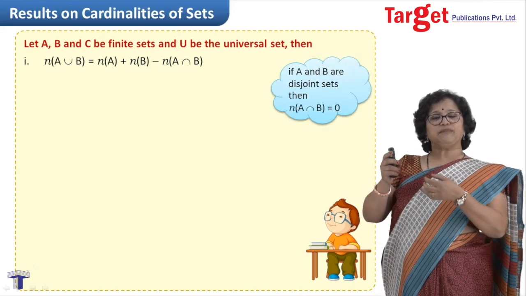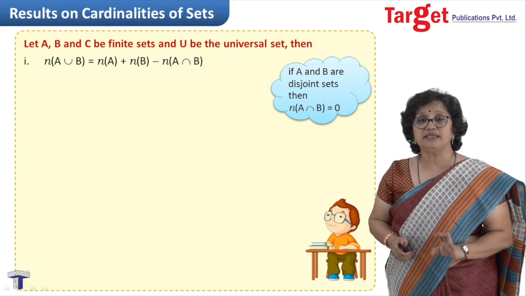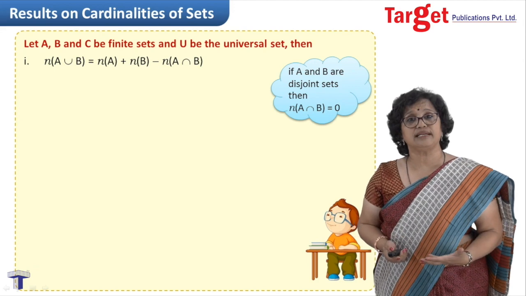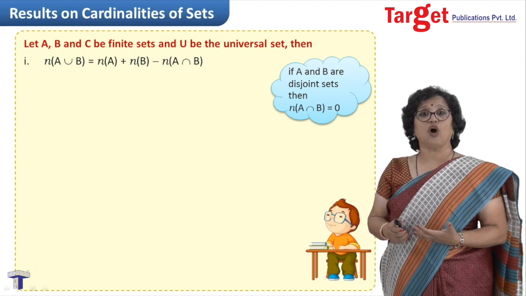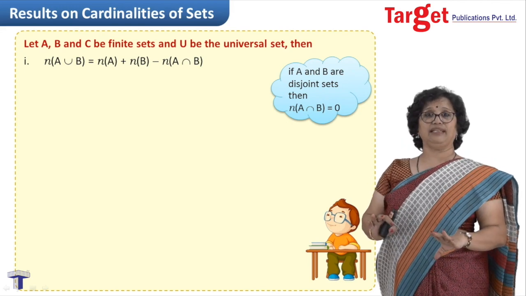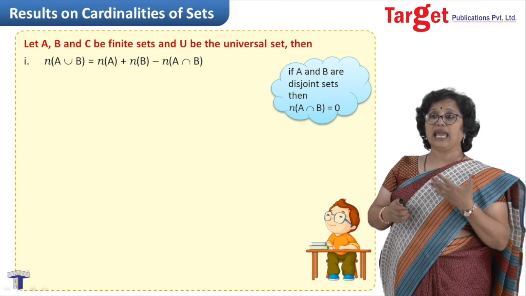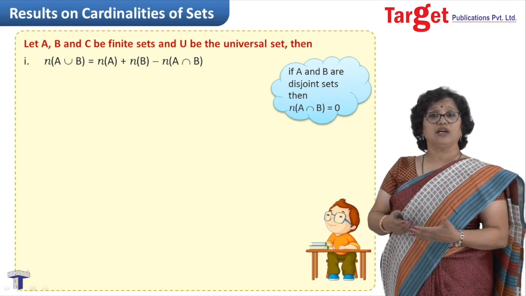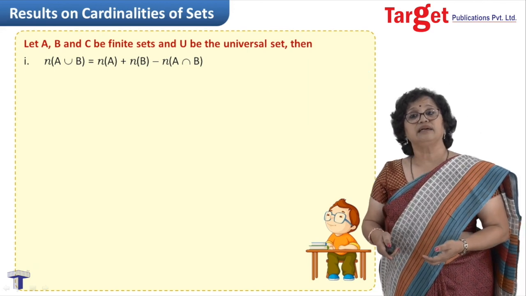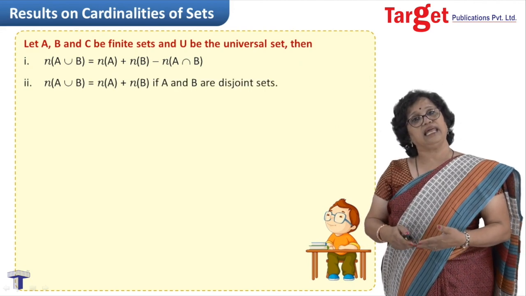Now I make a small correction. I said I have not given any condition on A and B. Suppose A and B are disjoint sets. Disjoint sets means nothing common between A and B. A is somewhere else, B is somewhere else. Nothing common between them. Then obviously the number of A intersection B would be 0. There is nothing common between them. In that case, the number of A union B is nothing but NA plus NB.